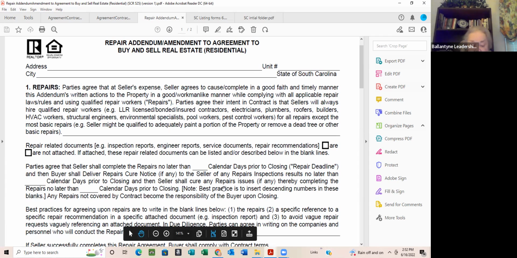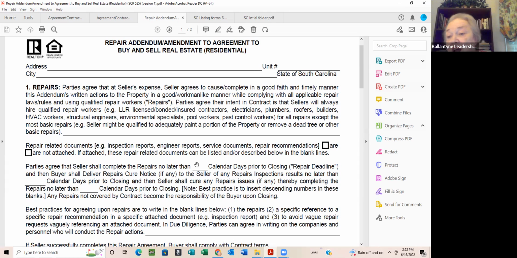These dates, again, remember, they're pretty sensitive about date and time. This paragraph right here, be very cautious on it because you've got some dates that you've got to be aware of. And these blanks here should be in descending order. If the buyer wants certain items repaired by, let's say, 10 days before settlement, they would put 10 days here, 10 calendar days prior to closing.